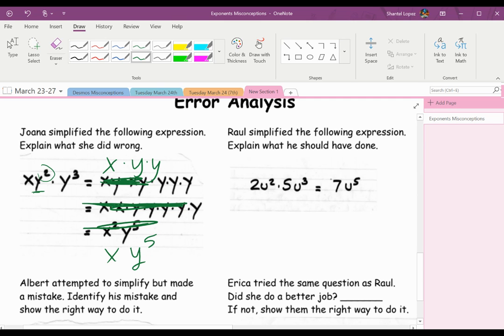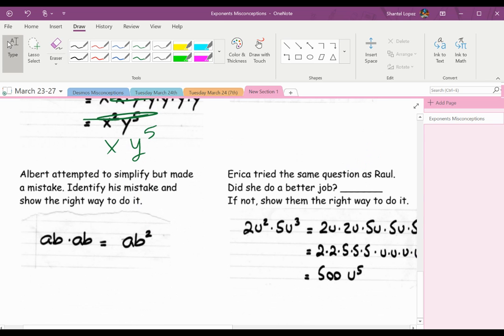Okay, let's look at Raul's. Here he has 7. The 2 and the 5, we don't add them, we multiply. So the 7 should have been 10 instead. Okay, I'll let you guys do the last 2 on your own. See if you can do it.